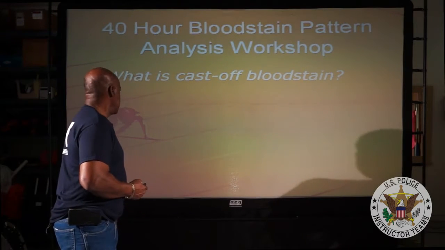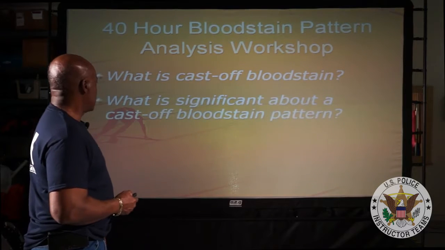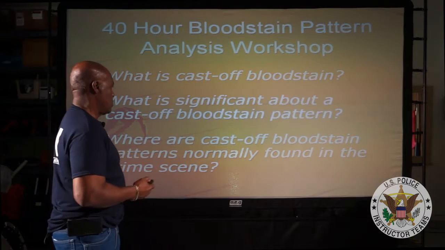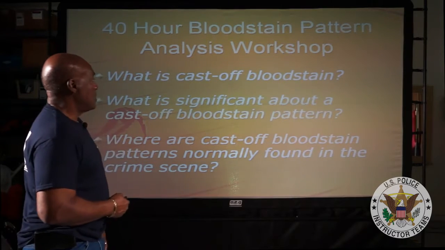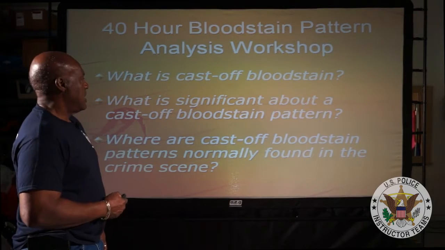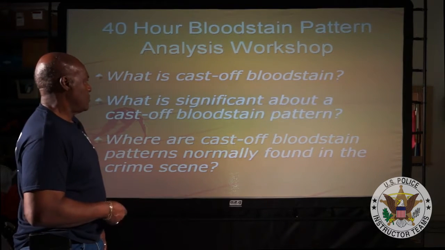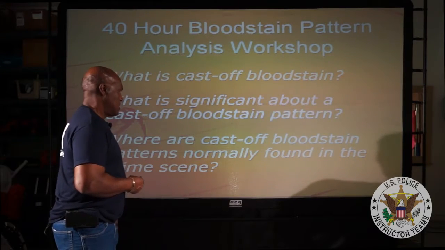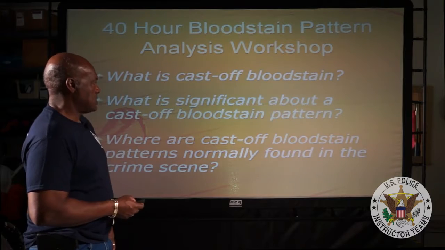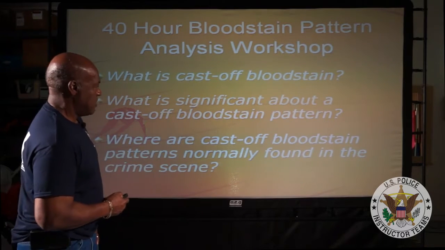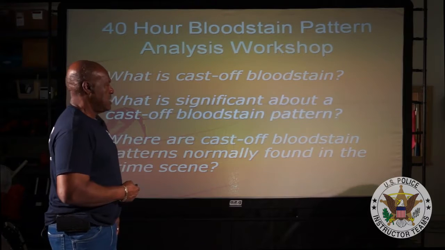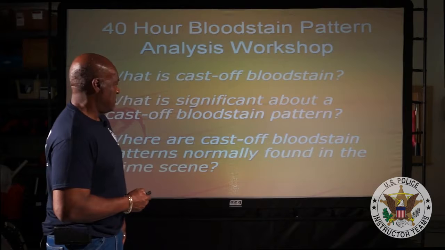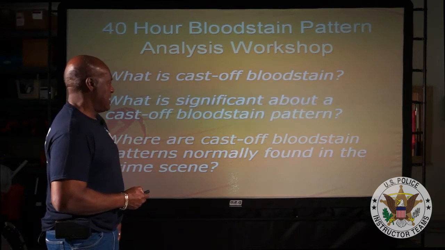What is cast-off blood stain? What is significant about cast-off blood stain? And where are cast-off blood stain patterns normally found? Cast-off blood stain is blood which is created from a moving object as a result of a change in speed and or direction. It's significant because they occur in a linear pattern where the impact angle of the spots gets smaller and smaller, and cast-off stains are normally found on the ceiling or on any surface where the object is swung and blood is cast off as a result of a change in speed and or direction.